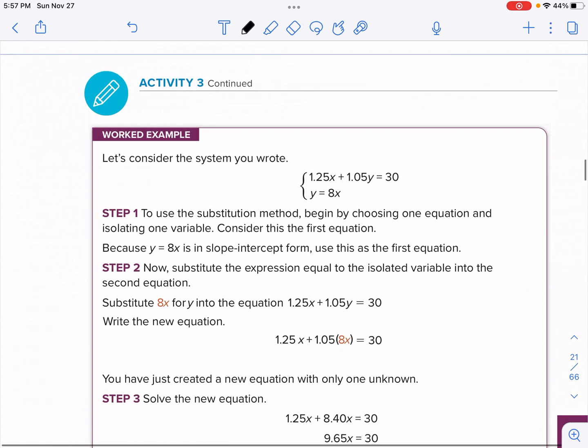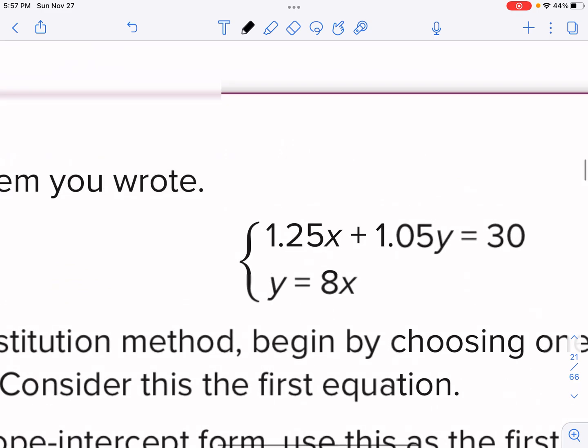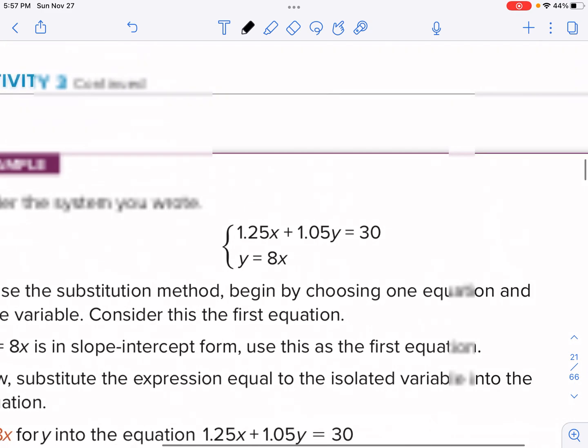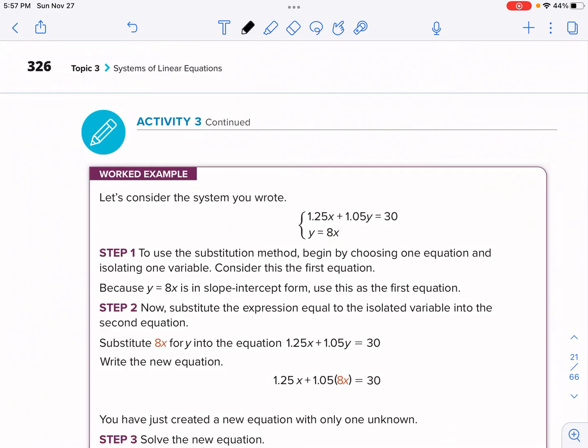Okay, so there's another way that we can go about this, and that is the title of the lesson, which is the substitution method. So let's go through it step by step, the worked example. We have these two equations here. The first step is to use the substitution method: begin by choosing one equation and isolating one variable.